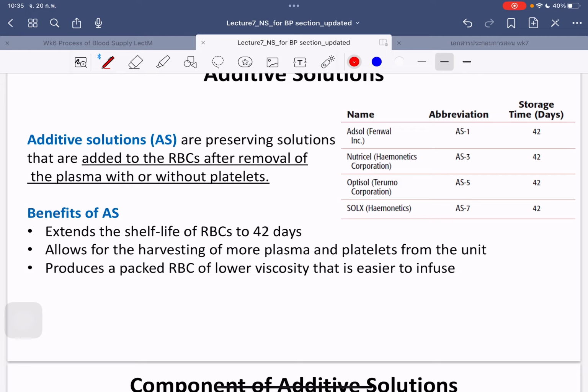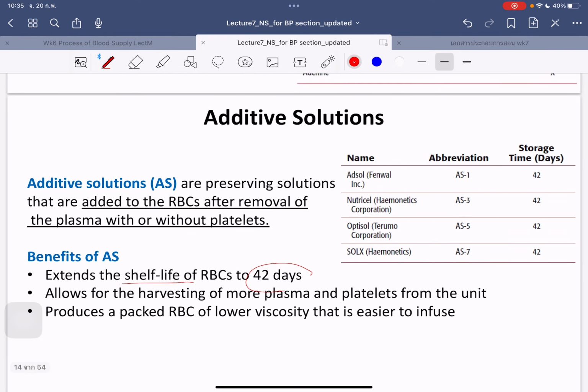Okay, that benefit I already told you. And the second benefit of additive solution: when you think about the red blood cell bag, it doesn't have just red blood cells, it has plasma. And plasma can be used in other treatments, other diseases. If you replace plasma with additive solution, you can collect more plasma, and plasma will not affect red blood cell transfusion or platelet transfusions.